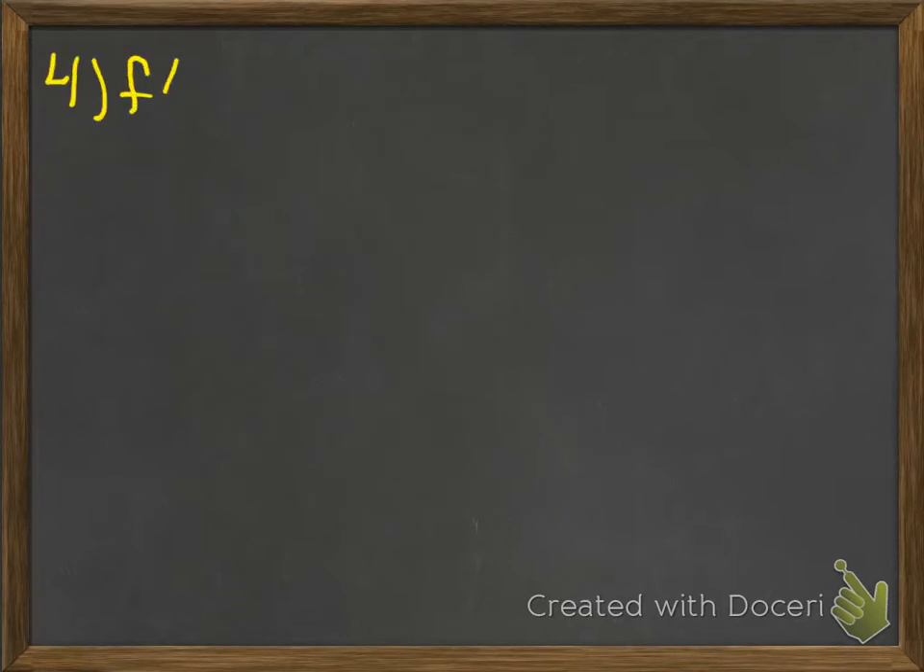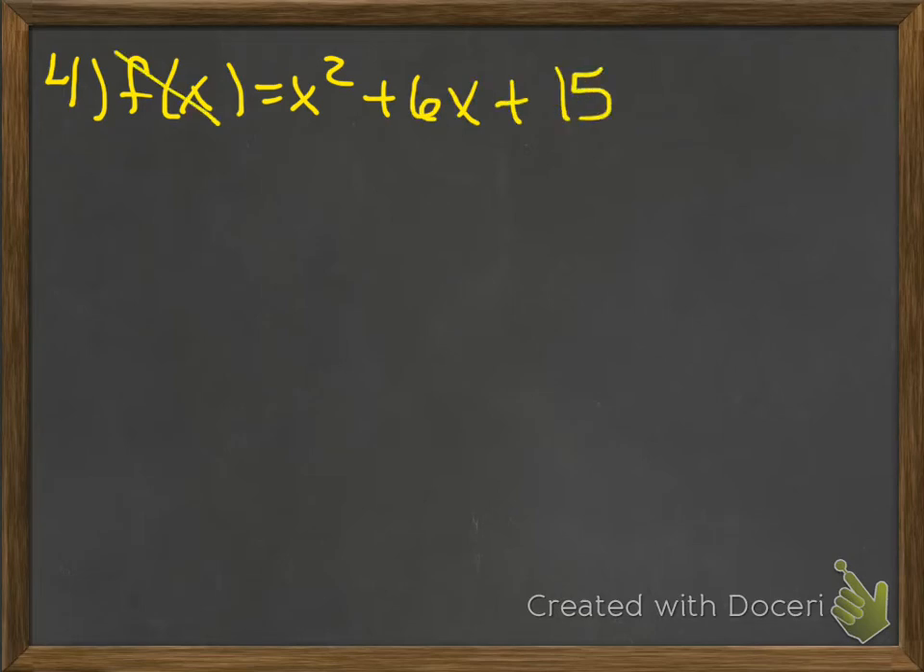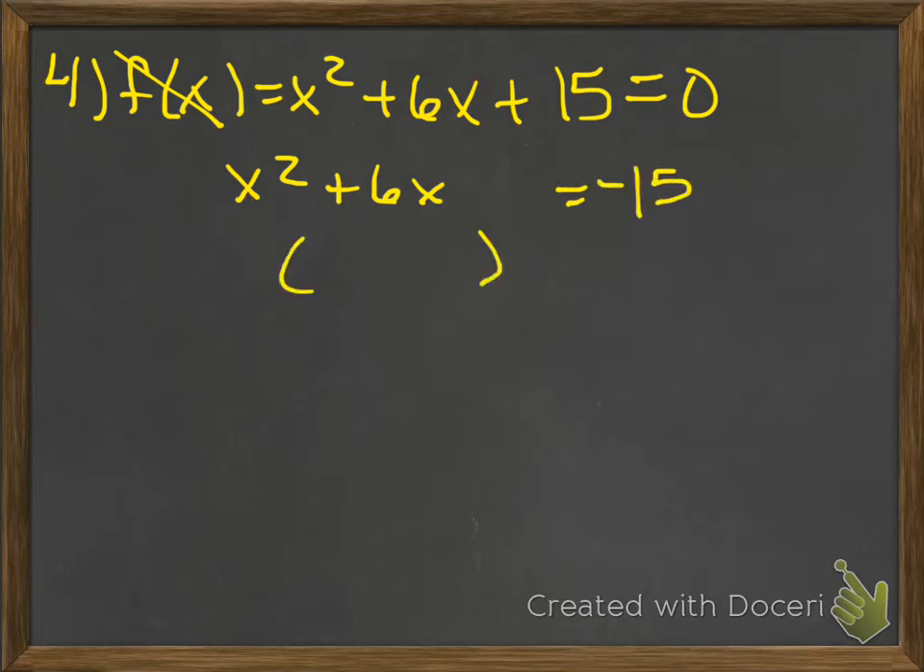Even when they say something like f of x is equal to x squared plus 6x plus 15, ignore that. Set it equal to 0. Now I need to move the 15 over to the other side, so I have x squared plus 6x is equal to negative 15. Divide: 6 divided by 2 is 3. 3 squared is 9. Add 9.